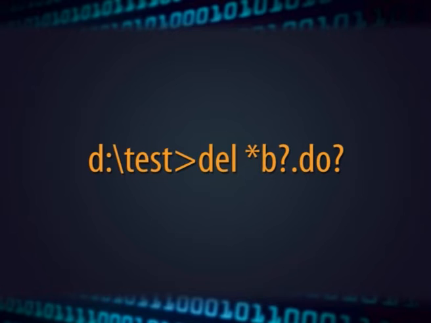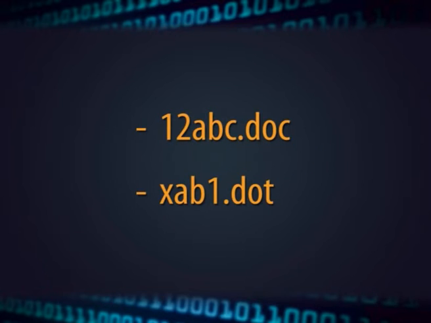Now, combine both the wildcards: d:/test prompt, del space asterisk b question mark dot do question mark. This command will delete those files in which the second last letter is B, followed by any one character, with extension DO followed by any one character, while one or more characters may be in the file name before the letter B. So, files like 12abc.doc and xab1.dot will be deleted.